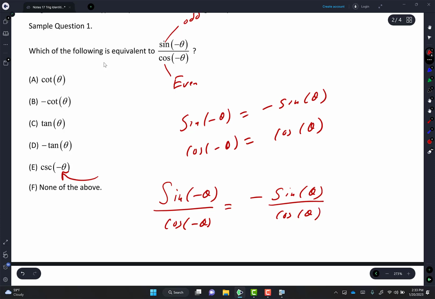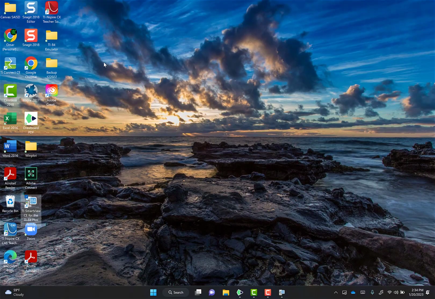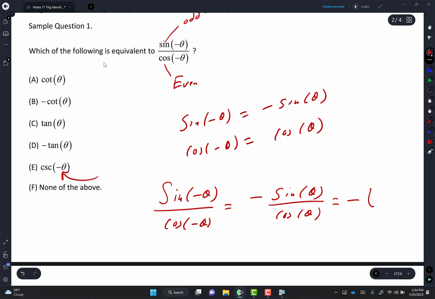And I look, and I don't see my answer there yet, but it is in there. I'm like, oh, okay, well, it's not sine over cosine, but what is sine divided by cosine? Tan. So I put the negative back in there, and I just write negative tan of theta. And I look for that. Is that answer in there? Yeah.